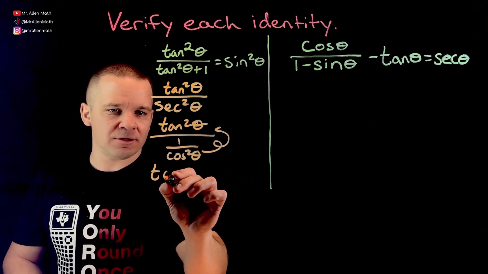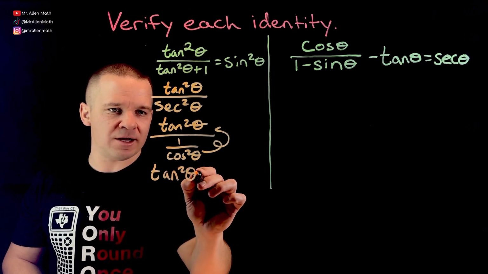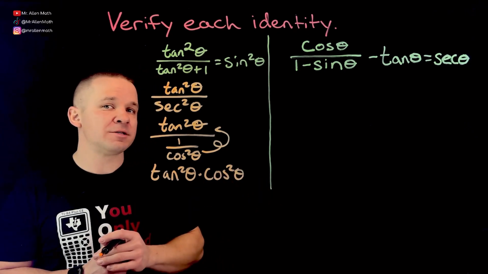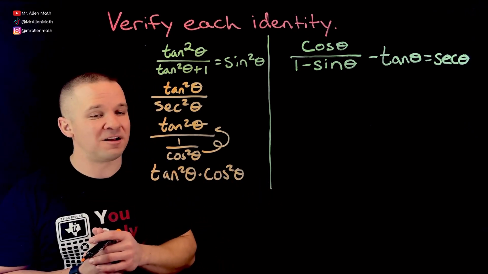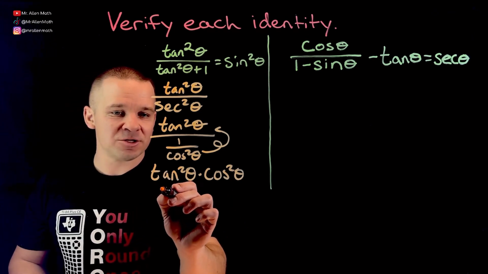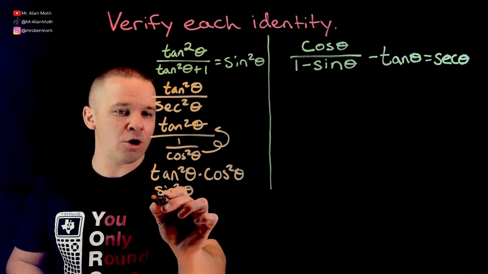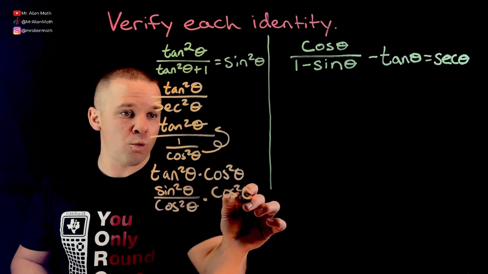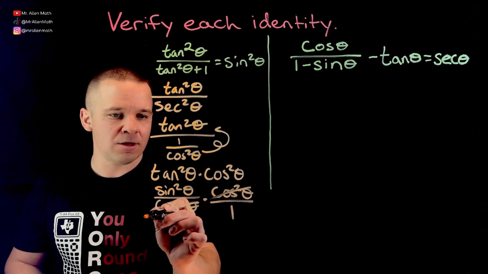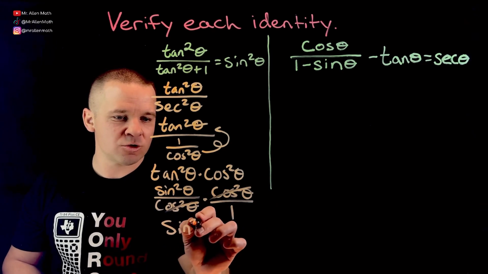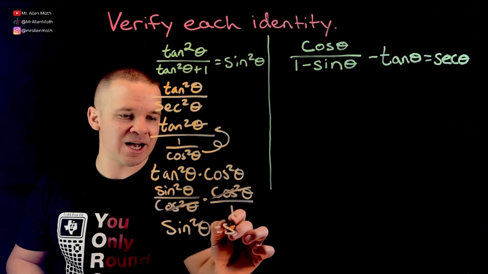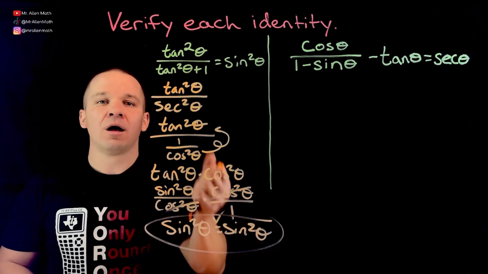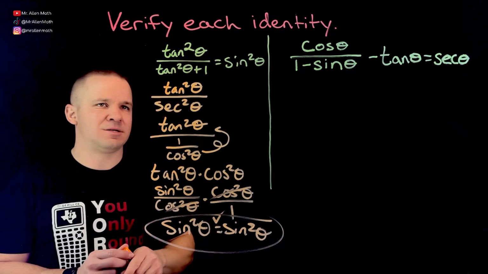So I'm going to have tangent squared theta times cosine squared theta. Perhaps now it is a good time to rewrite tangent squared theta in terms of sine and cosine. Tangent squared theta is sine squared theta over cosine squared theta times, I'll even put this guy over 1 so we can see it. Cancel, boom. We're left with sine squared theta equals sine squared theta. Boom. Done. I like it, man. It's dope. It's awesome. Fantastic.